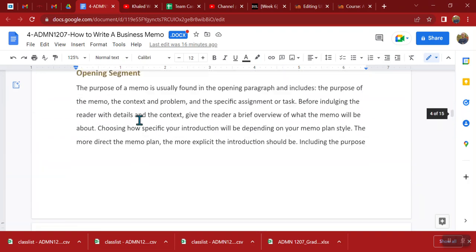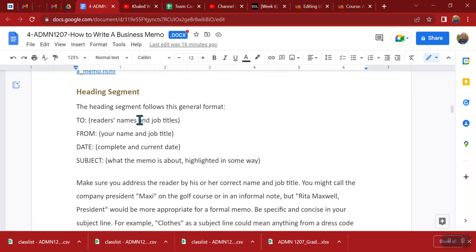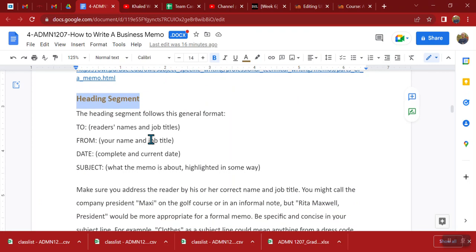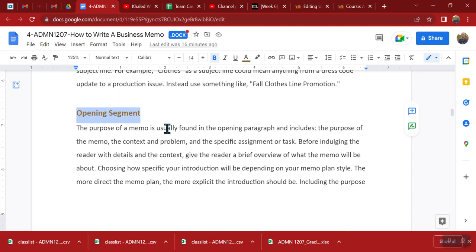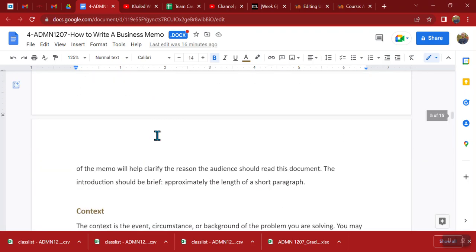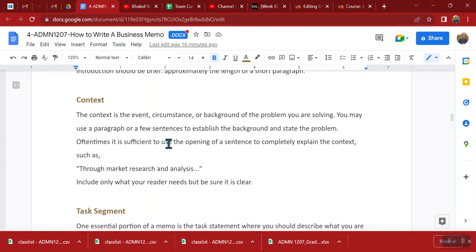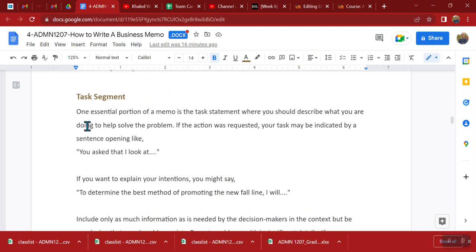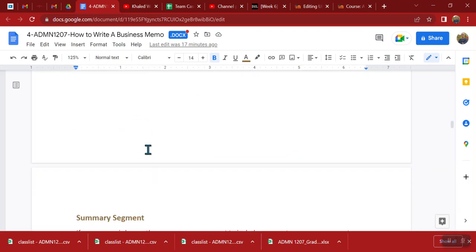So let me go back here to remind you again, but you need to really go through this document. It's already in the folder. So the heading segment is the usual to, from, date, subject, and then the opening segment, which is the paragraph that will include the purpose in a very concise way. Context is exactly the circumstances, as well as the events or conditions. The task segment is to show that this task was assigned to you.